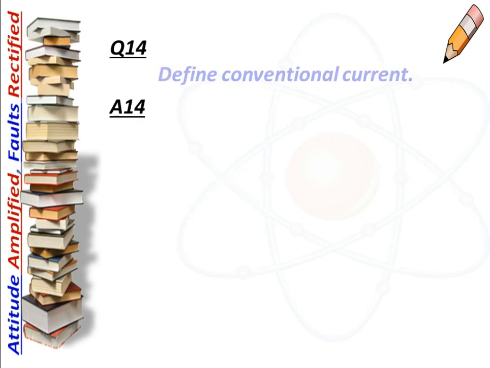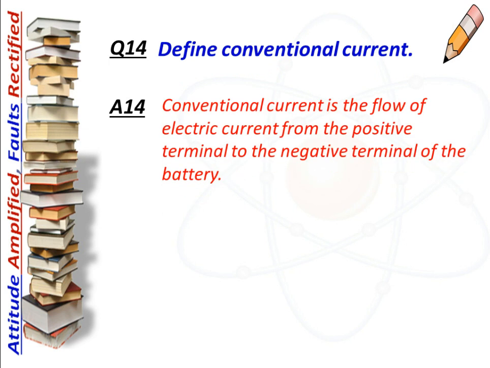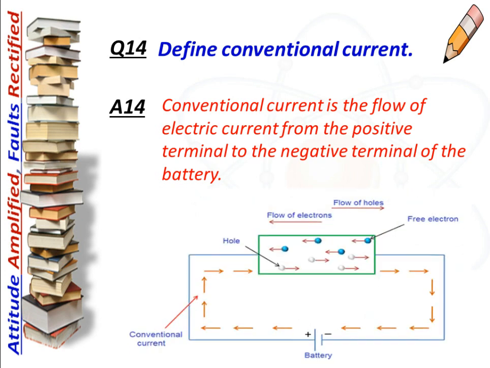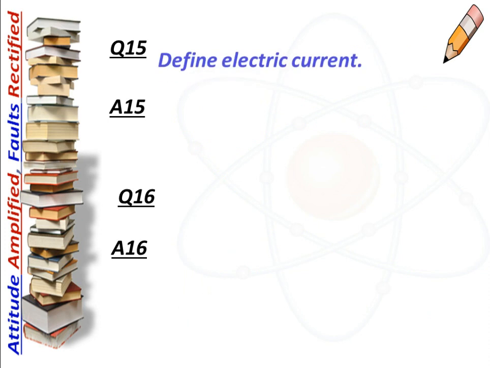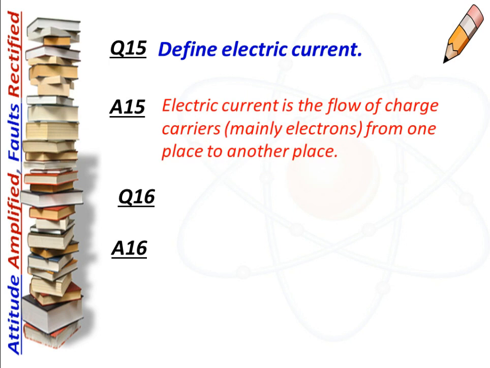Next question is, define conventional current. Answer is, conventional current is the flow of electric current from the positive terminal to the negative terminal of the battery. You can also see in the diagram the current is flowing from positive terminal of the battery to the negative terminal of the battery. Define electric current. Electric current is the flow of charge carriers from one place to another place.